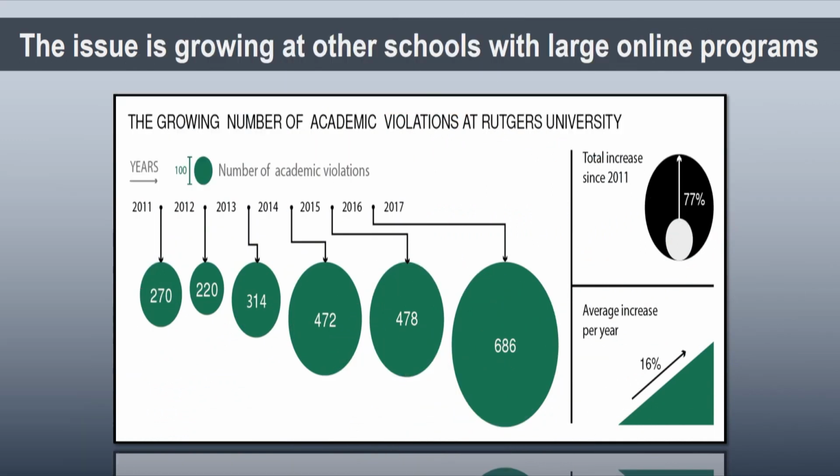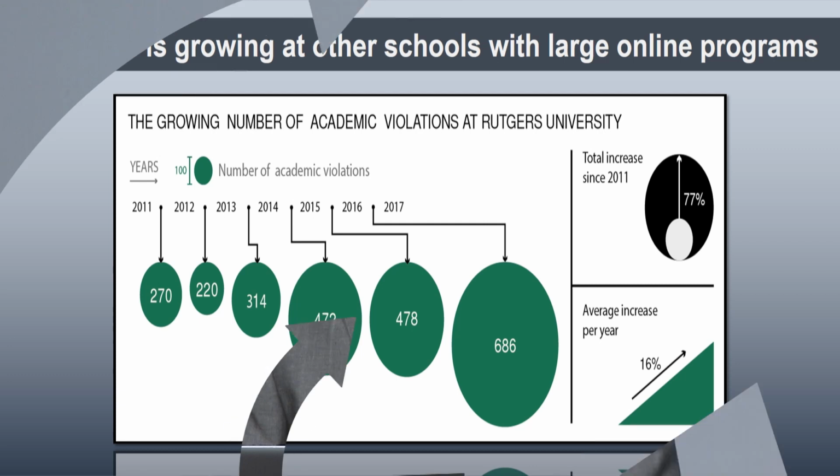So now, the growing number of academic violations. This is a case study at Rutgers University. In 2017 it was growing, like every year, by a minimum of 10 to 20%, and last reported in 2017, more than 686 students were caught for violating academic integrity. So the issue is growing in all other schools with large online programs.